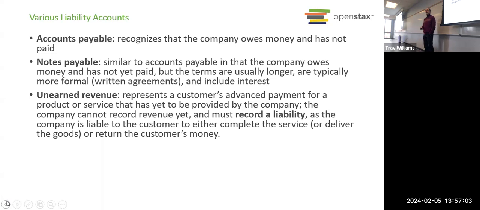But that can be a little tricky because it's got the word revenue, and revenue is normally an equity account, but this is unearned revenue. So it's not equity, it's a liability. Okay? Anytime you see the word payable or you see unearned, you will know that that is a liability account. Payables and unearned are always liabilities. Okay.